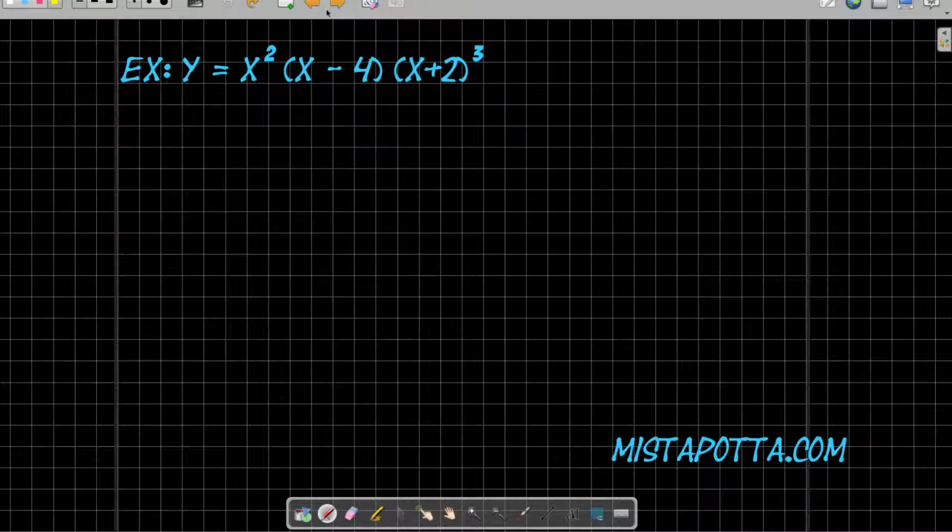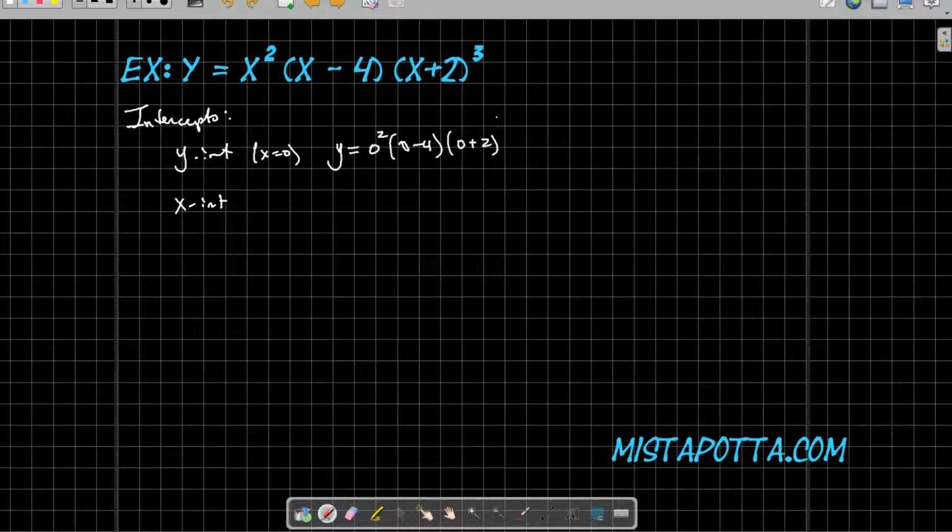So let's talk about this from the idea of, okay, I know what an x-intercept is, and I know how to find roots, and I know how to find increasing and decreasing. So let's take a look at y equals x squared times x minus 4 times x plus 2 cubed. So first thing I need to do is I need to identify my intercepts. So for my intercepts, keep in mind that I have a y-intercept and I have x-intercepts. The y-intercept is really what happens when x equals 0. So if I substitute x equals 0 in here, I'm going to have y equals 0 squared times 0 minus 4 times 0 plus 2 cubed.